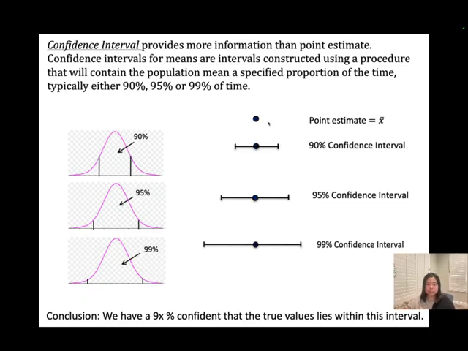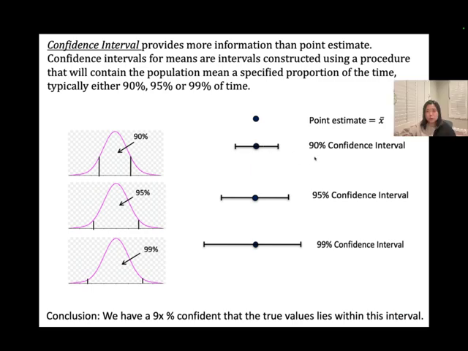So you can get the idea that the point estimate, the sample mean, is a single value to estimate the population mean. When we have a 90% confidence interval, we have a range of values. We have 90% confidence that the population mean lies within this interval. When you increase the confidence level from 90 to 99, you have more chance of including the true value in here.